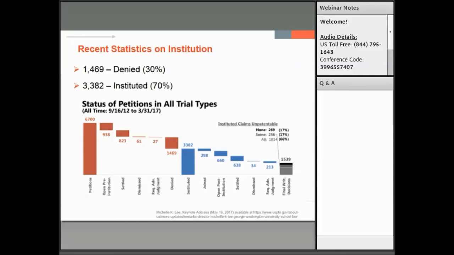The chart shows us all the different fates that could befall a post-grant proceeding, from settlement to a request for adverse judgment. But I want to focus on two particular areas that show the institution rate and the percentage of claims held unpatentable in a final written decision. So the area of the graph we're looking at first is right at the divide between red on the left and blue on the right. The two bars on either side of this divide show us the number of petitions that have made it all the way to an institution decision.